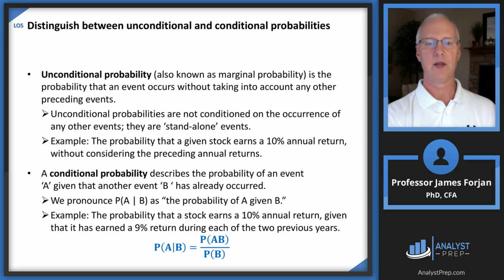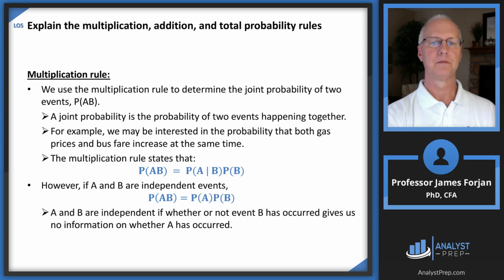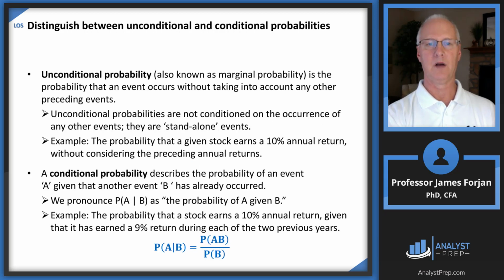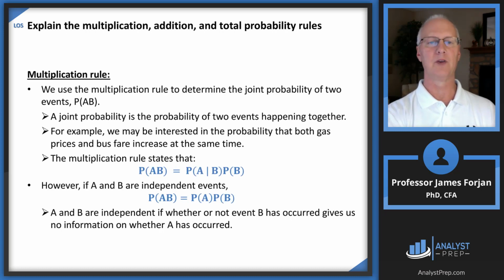flooding in the basement. All right, so conditional probability describes the probability of an event A given that another event B has already occurred. So it's raining, it's raining, it's raining. What's the probability that that rain is going to seep into our basement? And there's a good formula there. Now there are some rules regarding these probabilities that we talked about on the previous slide. The multiplication rule helps us determine the joint probability of two events occurring. And a joint probability is the probability that two events occur together.